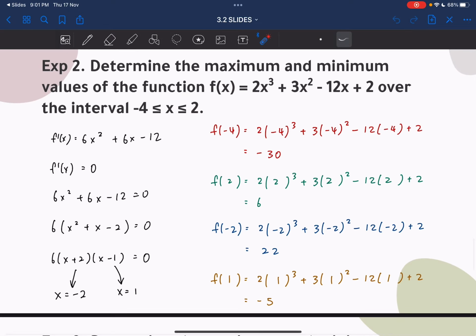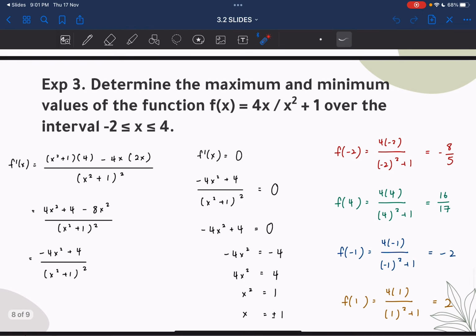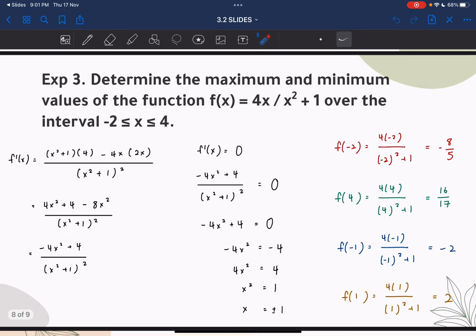Okay, that's not so bad. So let's move on to a harder question, and this is going to be the last example in this slide. It says determine the maximum and minimum values of the function f(x) = 4x / (x² + 1) over the interval [−2, 4].